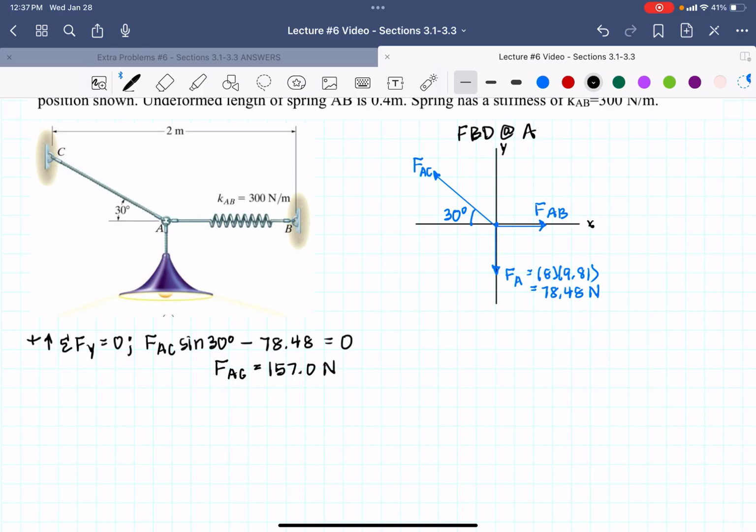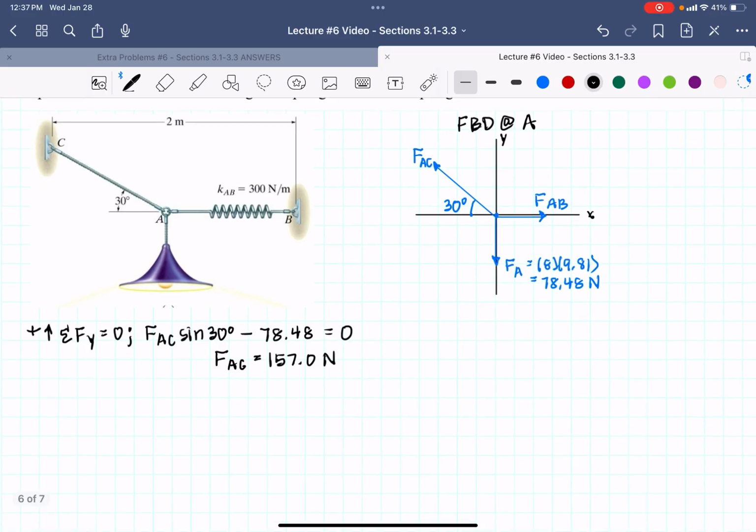Now that's not what it's asking me for. It's asking me for how long the length of the spring is, the length of the cord is, the whole cord. So from A to B. So right now I have the force from A to C. So now I can use that information to solve for the x direction. And I can solve for FAB, which is how I'm going to get the total length of AB.